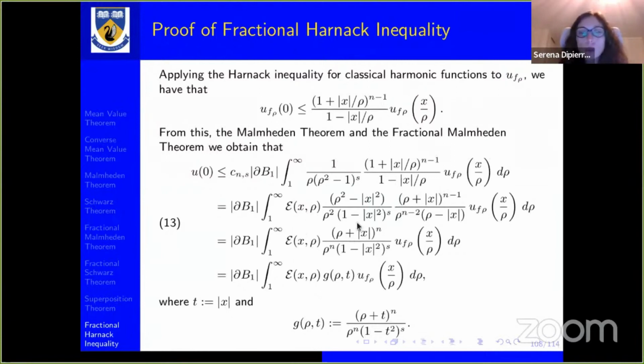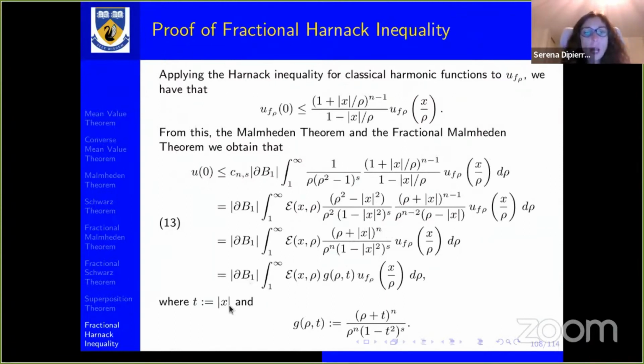Okay, and then I will put things together. So I have rho squared, rho n minus 2, which go into rho to the power n. 1 minus x squared is here. Rho minus x gets simplified with rho minus x here, and then you are left with the rho plus x, which goes together with this one. So this goes to the power n.